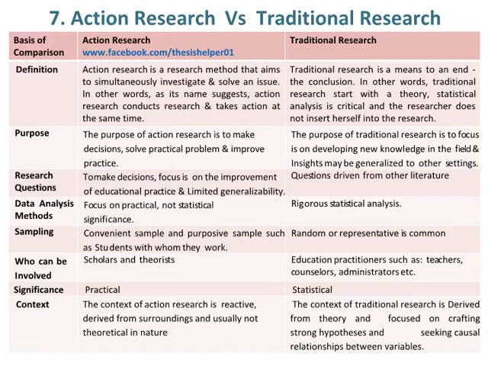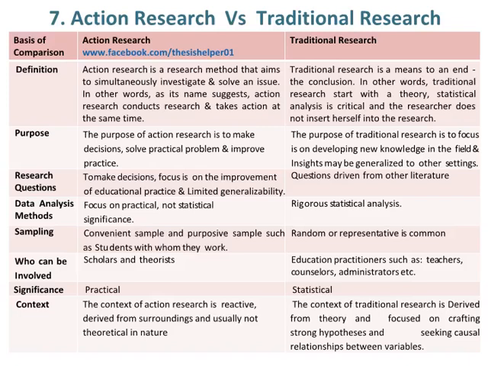The research question of action research is to make decisions. Focus is on the improvement of educational practice and limited generalizability. Whereas the research questions of traditional research are questions driven from other literature. Data analysis methods of action research focus on practical, not statistical significance. Whereas data analysis methods of traditional research are rigorous statistical analysis.